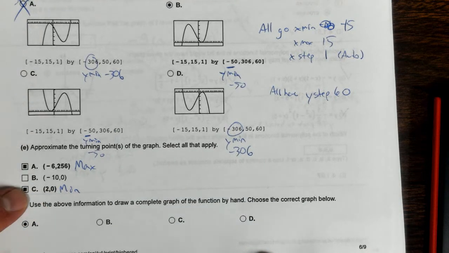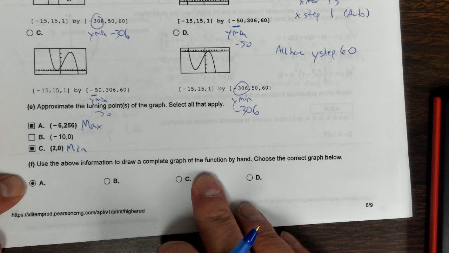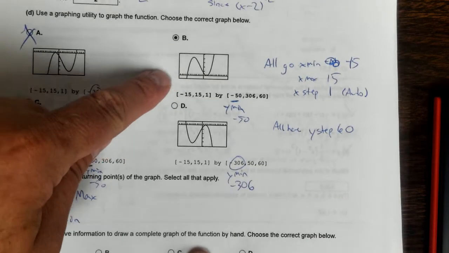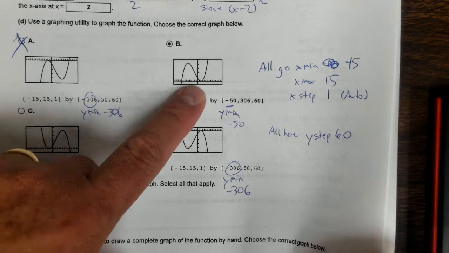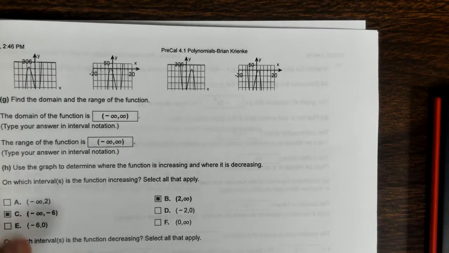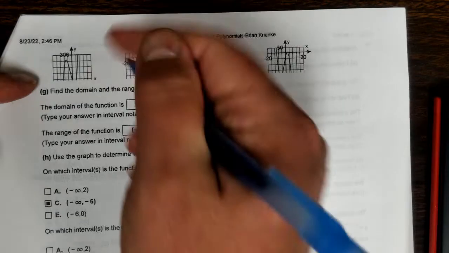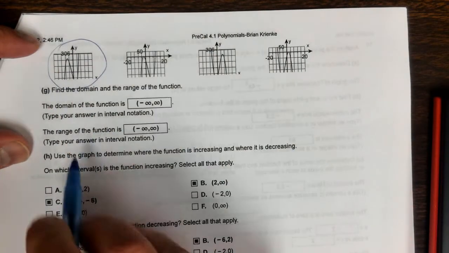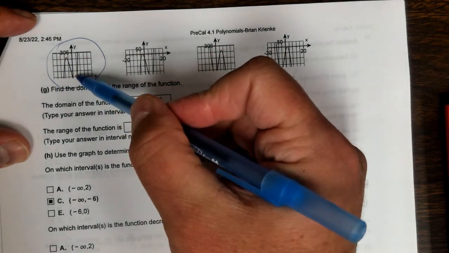So use those. Then it wants you to draw your graph, which is similar to like this one. They just won't have all the little tick marks. Dang, I don't like the page break. It's A, which is the first one. So it went up, down, up.